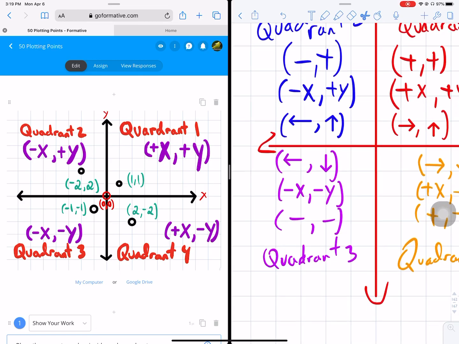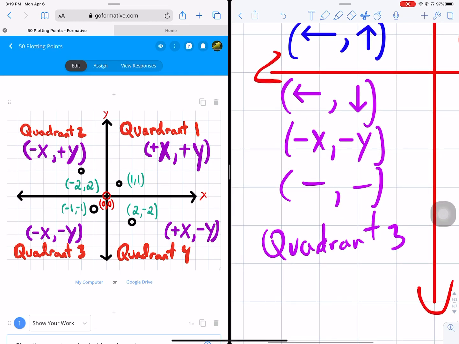Quadrant 3, both of these are going to be negative, the x and the y. So from the origin, 0, 0, we would go negative a number and then negative another number. So if it was negative 1, negative 2, here. Negative 1, negative 4, here. Negative 4, negative 2. So both would be negative, and that's quadrant 3.